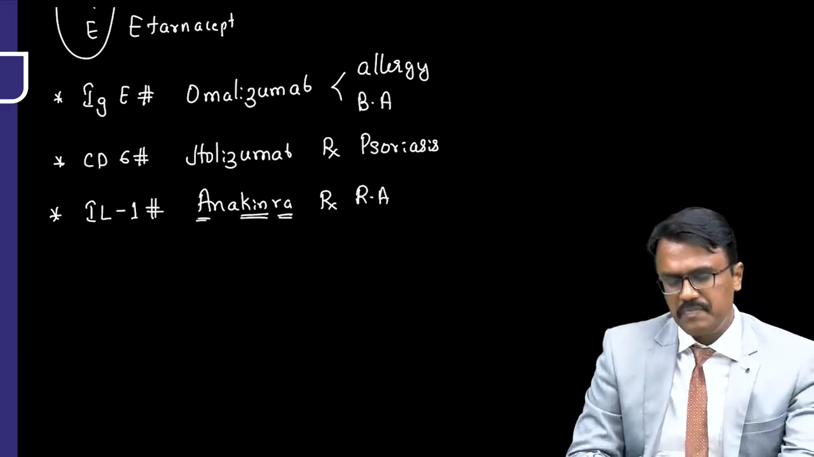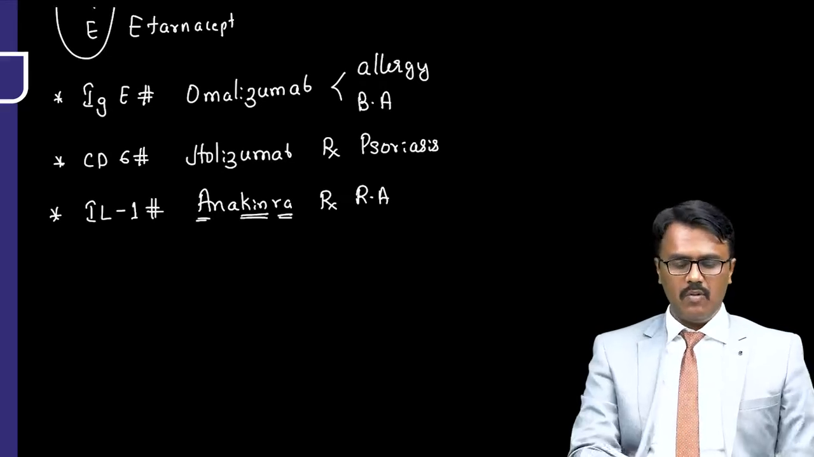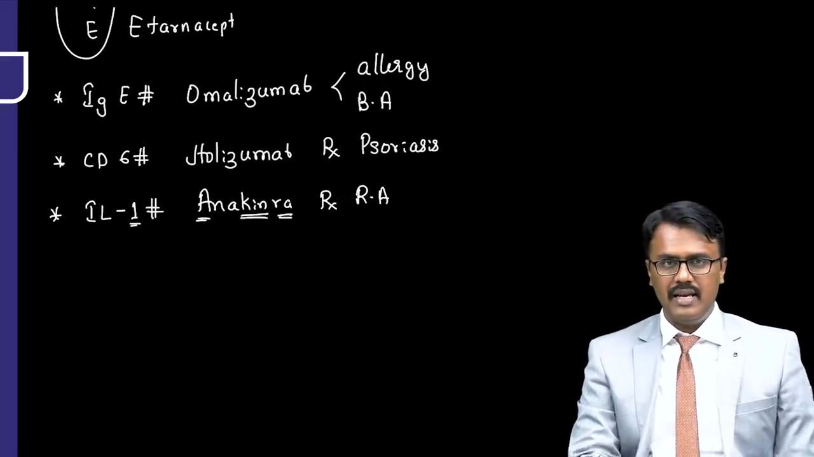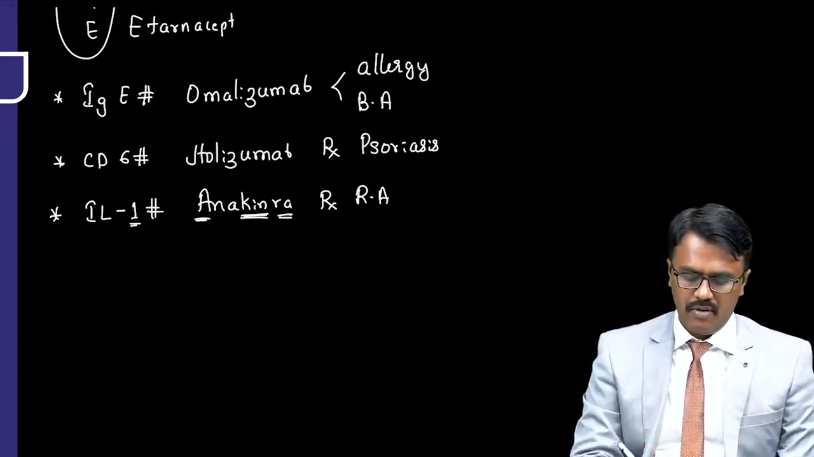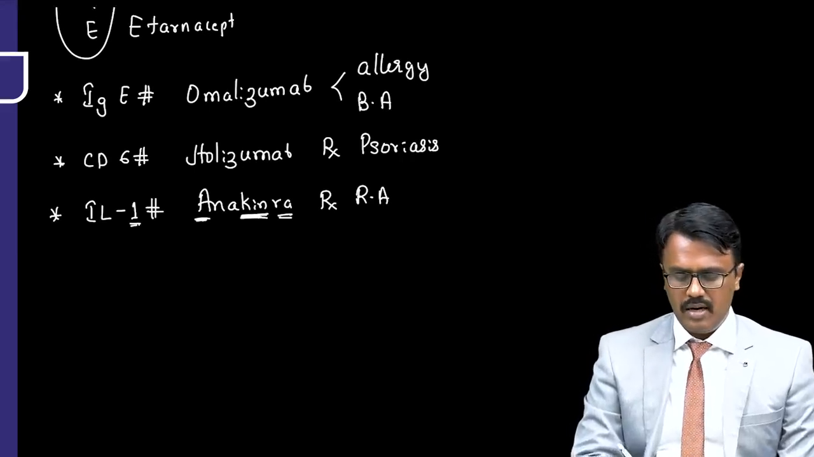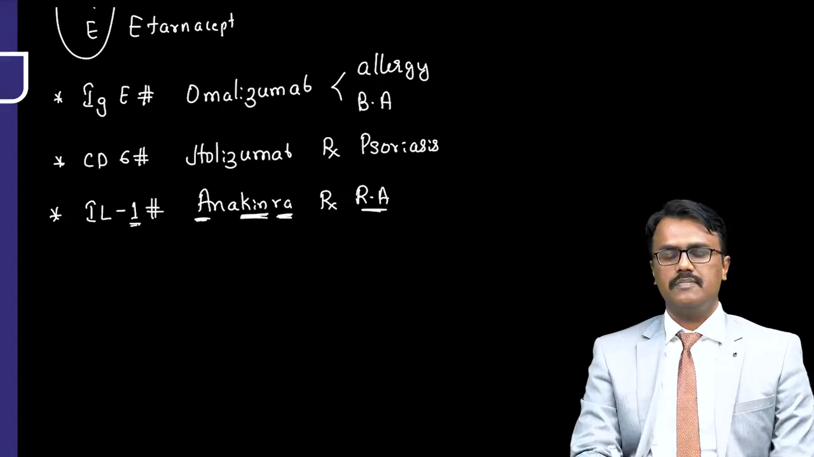Remember, it starts with A, so it inhibits interleukin 1, the first letter, alphabet A. So A for alphabet A, that is 1. Kin for which interleukin? 1. RA for its use, rheumatoid arthritis.